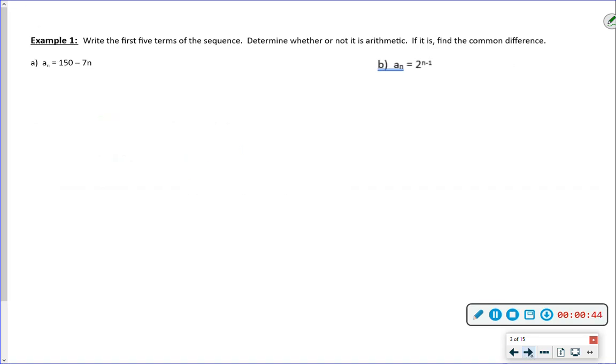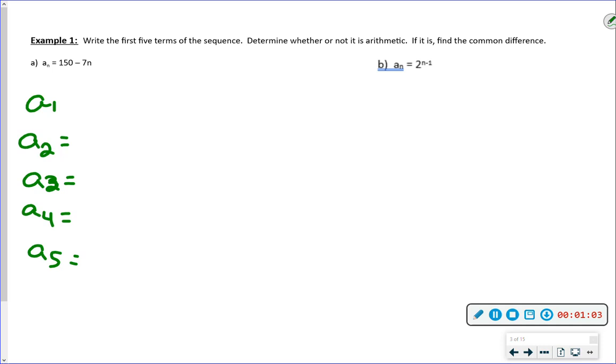So, write the first 5 terms of the sequence. We've done that before a million times. Put in 1 and 2 and 3 and 4 and so on. Determine whether or not it's arithmetic. If it is, find the difference. It doesn't tell me to start with anything besides 1, no note about 0 or anything.